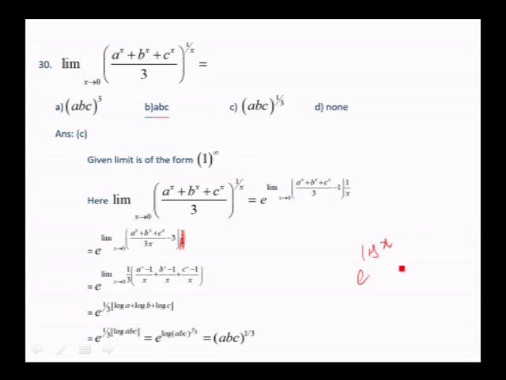e to the power of log x, you must always write this as x. They get cancelled. e to the power of log of something is always something. If you get e to the power of 2 log x, you must write it as e to the power of log x square, which is x square. Or if log e to the power of x comes, you can write it as x itself. So note this: whenever e to the power of log comes, e and log get cancelled. Answer is abc whole to the power of 1 by 3. So write it as abc whole to the power of 1 by 3.